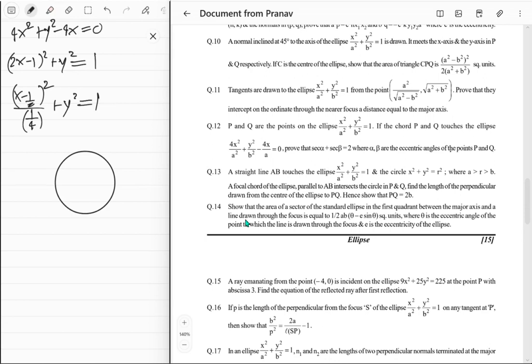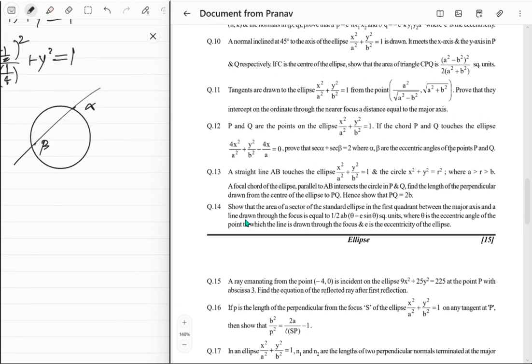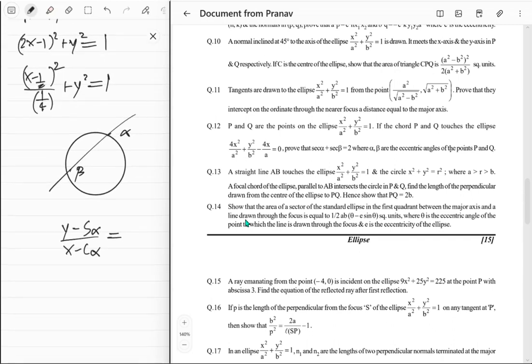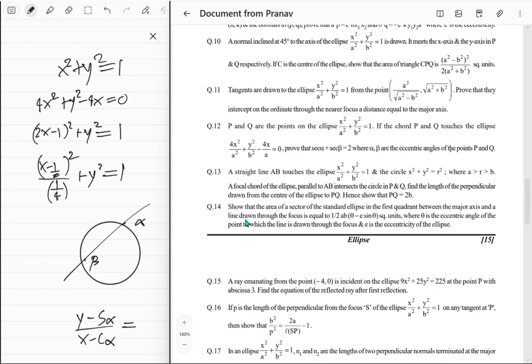What would be the equation of this chord? If this is alpha and this is beta angle, right? What's the equation of this chord? It should just be y minus sine alpha upon x minus cosine alpha is equal to, maybe this is not the best way actually. And this is tangent to this particular ellipse.